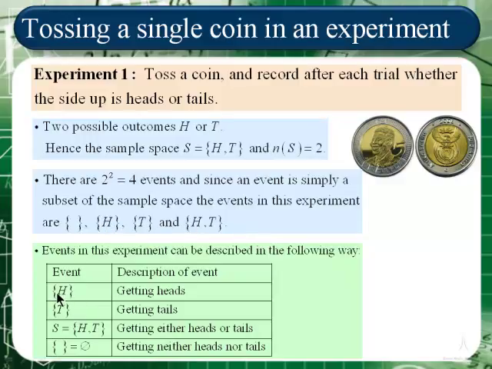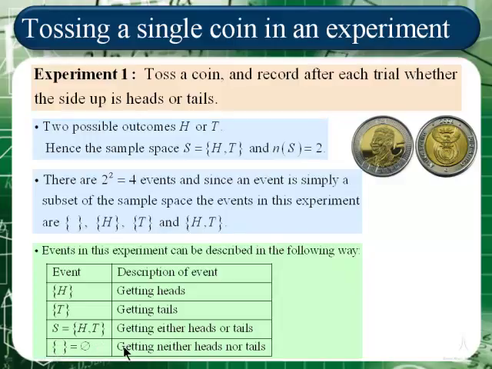For instance, if we look at the event where we have the subset H, this description can be linked to getting heads, while the event, namely the subset T, is getting tails. Well, if we look at the event where we have both, namely the sample space itself, remember a set is always a subset of itself, this can mean getting either heads or tails. And then we can have the empty set. In other words, an event where there are no outcomes in it.